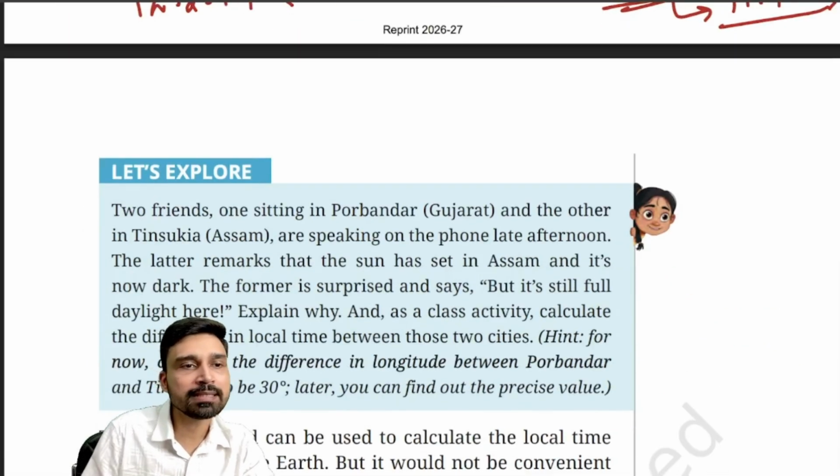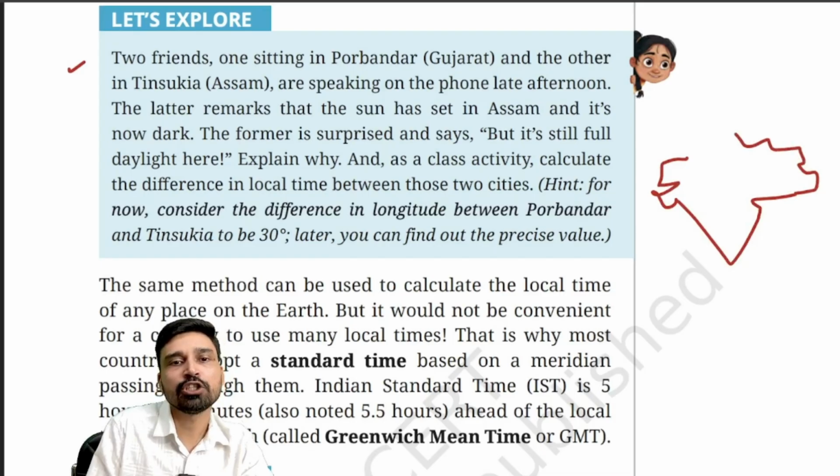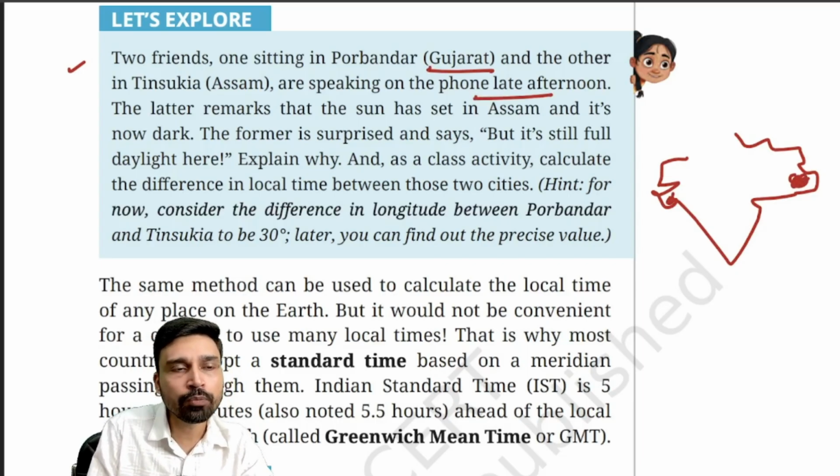Now let us try to apply the same concept in India. We know India extends all the way from Gujarat in the west to Assam and Arunachal Pradesh in the east. If one friend is sitting in Porbandar, which is in Gujarat, and another friend is sitting in Tinsukia in Assam, and they are speaking on a phone in late afternoon, the friend in Tinsukia remarks that the sun has already set. He cannot see the sun above the horizon. The person in Porbandar, Gujarat, is surprised and says that no, here you still have full daylight. What is the reason behind this?